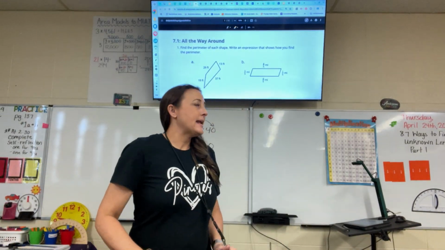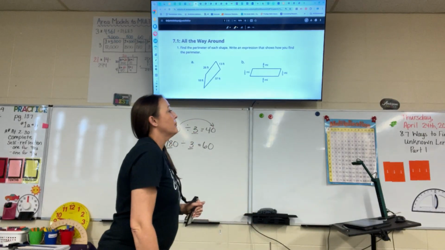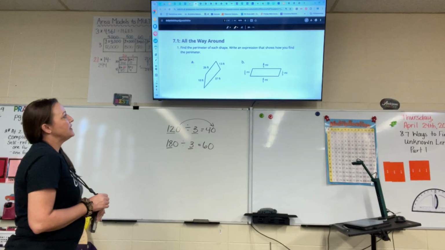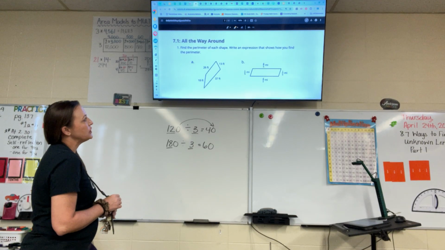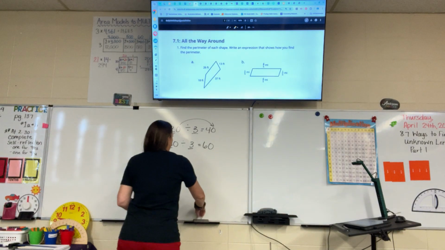Today we're doing lesson 8.7, ways to find unknown length, part 1. All the way around, find the perimeter of each shape. Write an expression that shows how you find the perimeter.